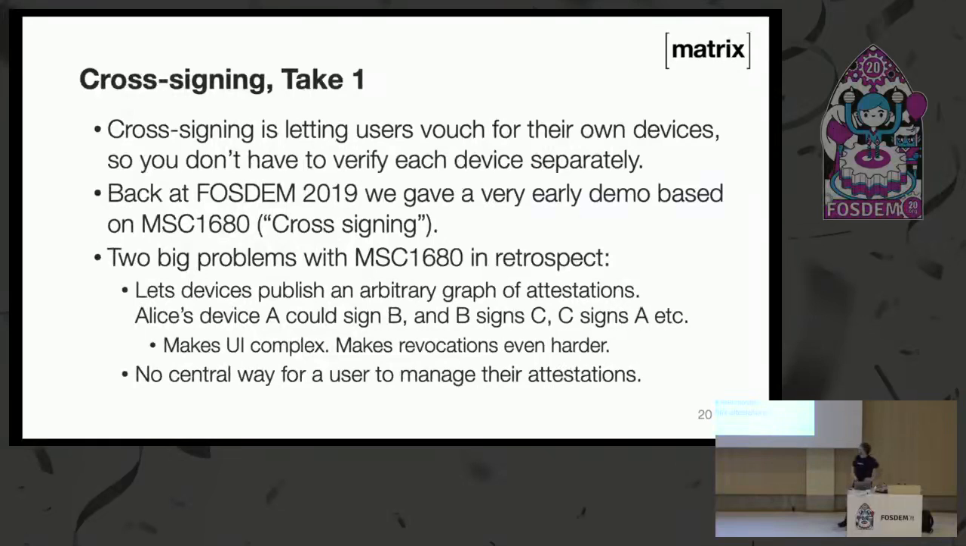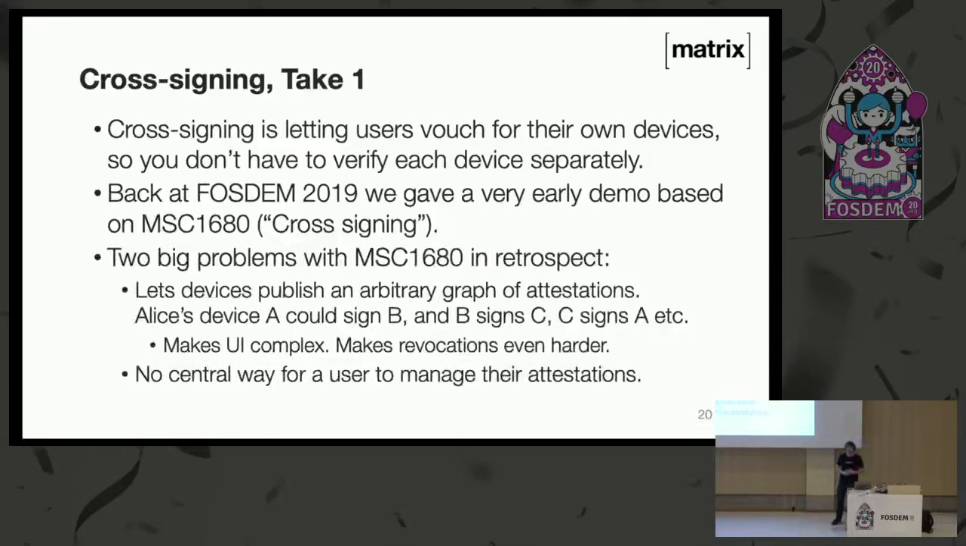So cross-signing. Cross-signing has been an absolute epic. The whole point is to let users vouch for their own devices so you don't have to verify everybody individually every time they dare to log into a new device on their account. And we did a very early demo last year, which was winged together at the last minute to give a taste of how this could look. And it was built on Matrix spec change 1680, which was just called cross-signing.